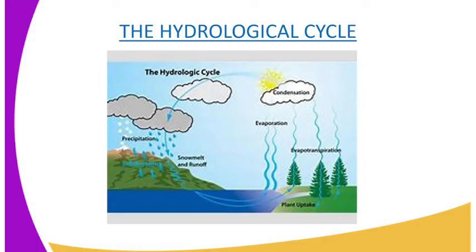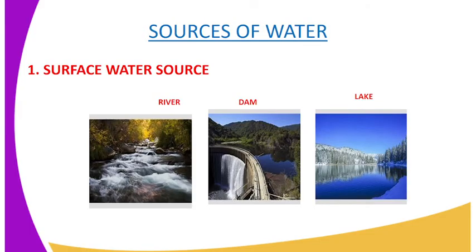Evaporation is the loss of water from the earth's surface or from the water surface. On the other hand, transpiration refers to the process through which plants lose water to the atmosphere in form of water vapour through the stomata. And we go to the sources of water in the farm.